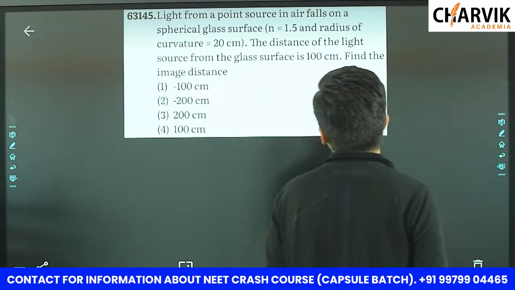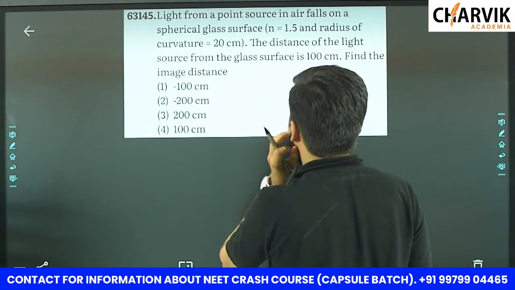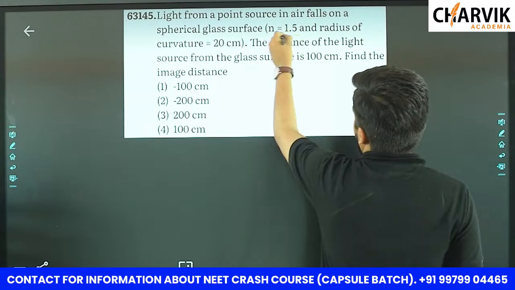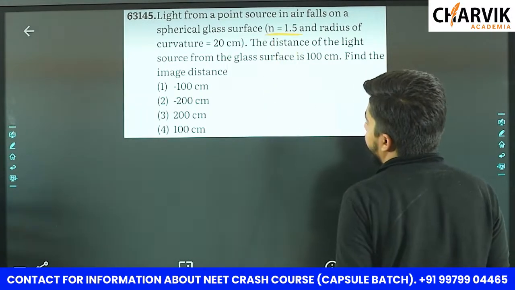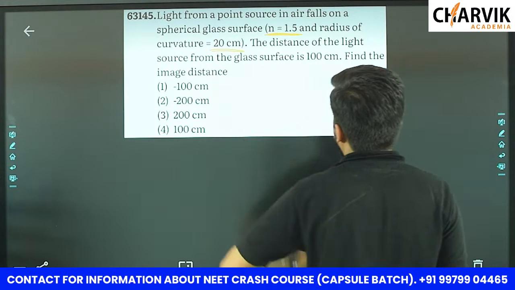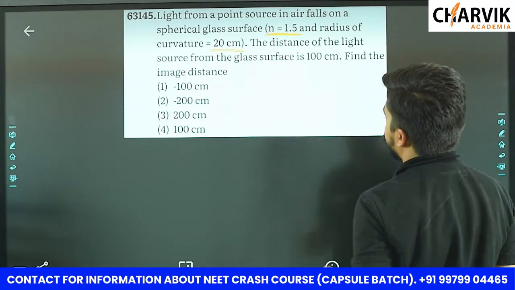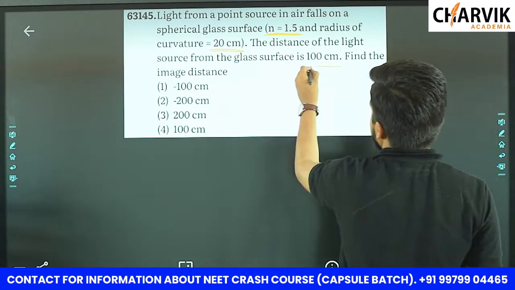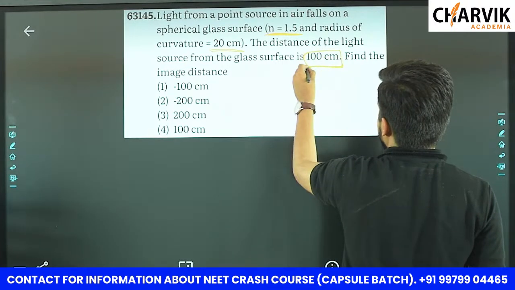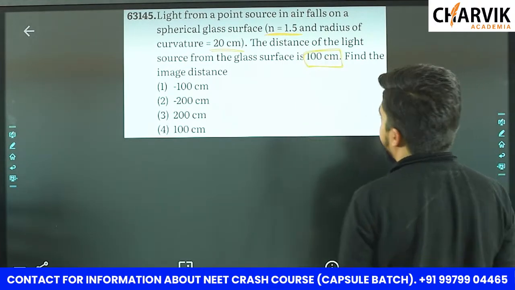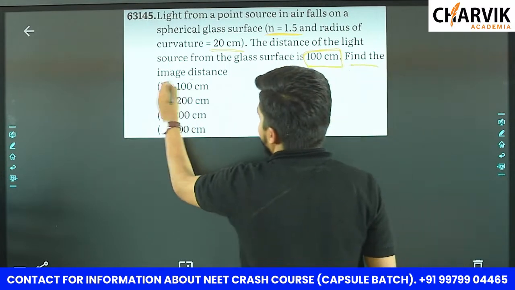Light from a point source in air falls on a spherical glass surface for which the refractive index is 1.5 and the radius of curvature capital R is 20. The distance of the light source from the glass surface is 100 centimeter. From source to the glass surface, the distance given is 100 centimeter, and we need to find the image distance.